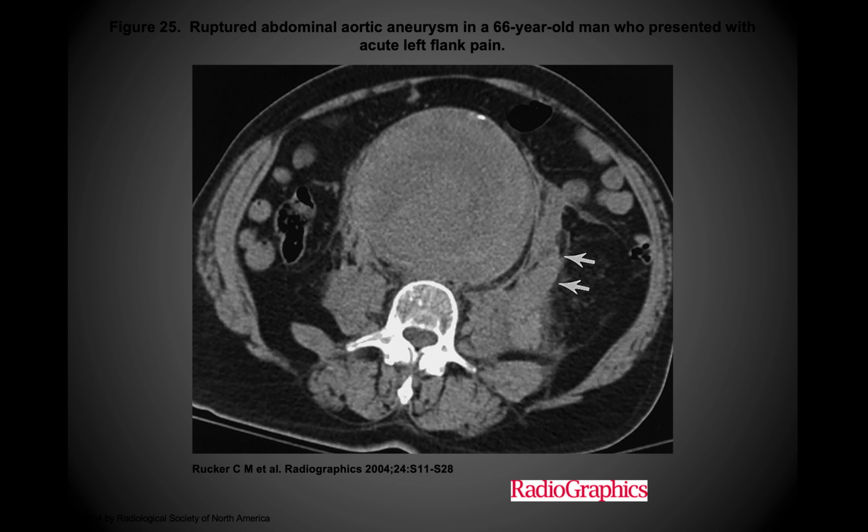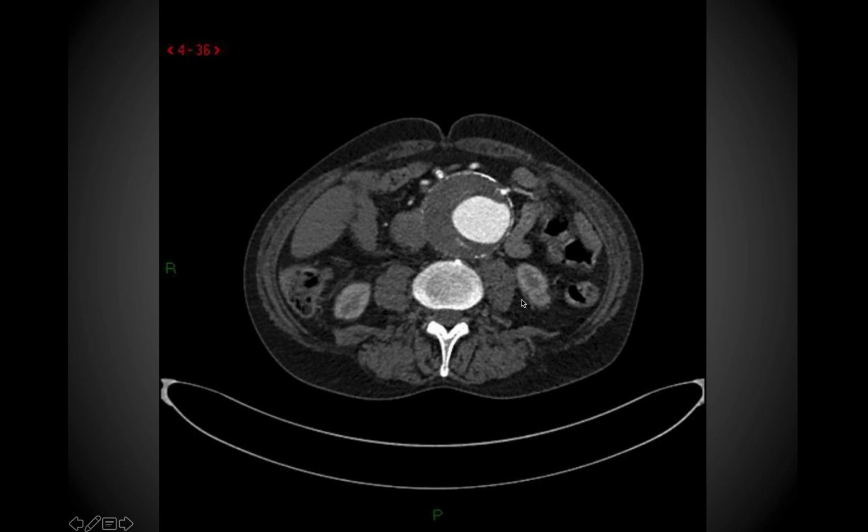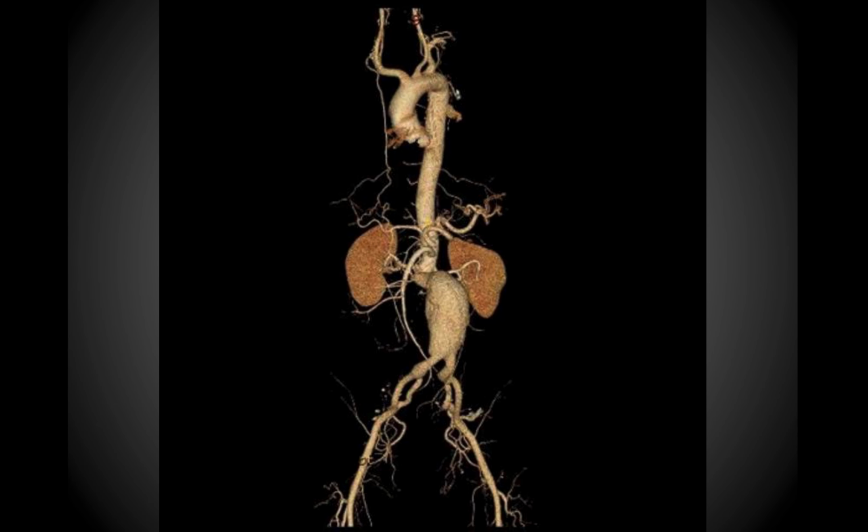Here we have an example of a ruptured AAA, or abdominal aortic aneurysm, in a 66-year-old man. He presented with acute left flank pain, and so you can see the extravasation of blood here in this individual. There's another example of a AAA where you get the double lumen, kind of a false lumen here around the aorta. So that double barreling is an indicative sign of a ruptured aortic aneurysm. This is a three-dimensional volume rendering of a CT angiogram on a patient with a AAA. So you can see the AAA right here, just proximal to the common iliacs, branching off of the abdominal aorta.